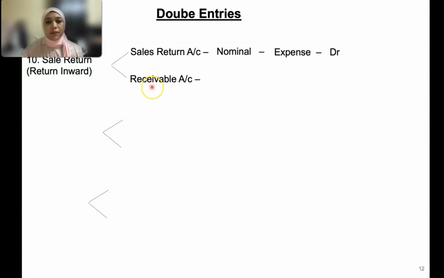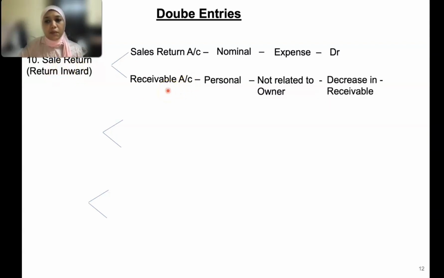Under the receivable account, on which side are we going to record? We will record on the credit side. Why do we record on the credit side? Receivable is personal, not related to the owner. Because of sale return, it is a decrease in receivable, so we record on the credit side.